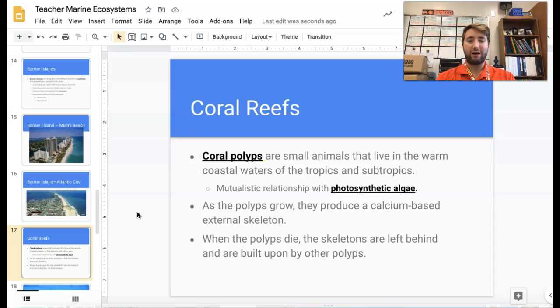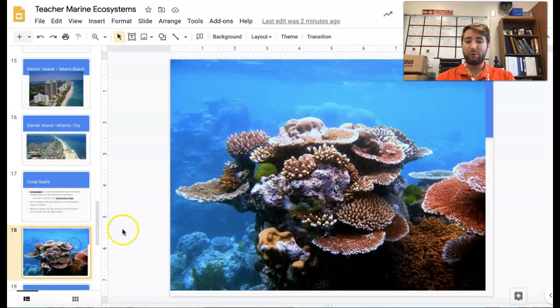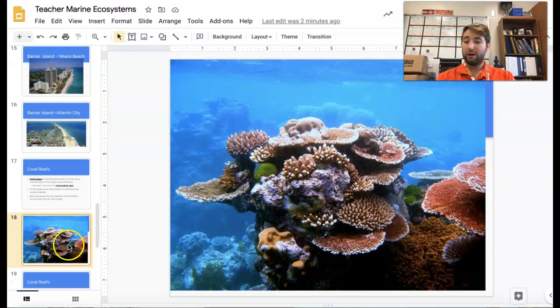The photosynthetic algae give the coral polyps food in the form of glucose and stuff, and then the algae get a place to live. So again, it's mutualistic, it's benefiting both of them. Here is a picture of coral reefs. And what happens is whenever the polyp dies, the zooxanthellae go somewhere else, and then you've got the buildup of all these different reefs. The coral keeps building on each other.